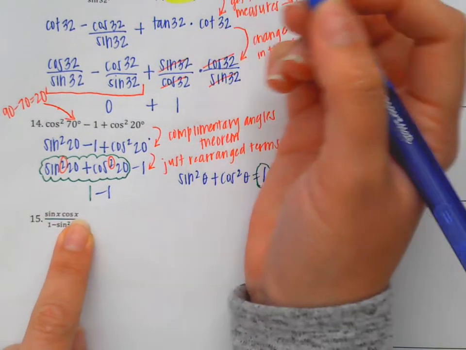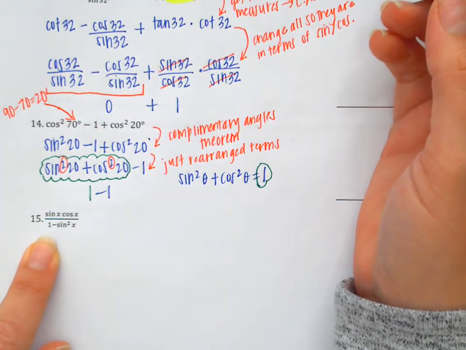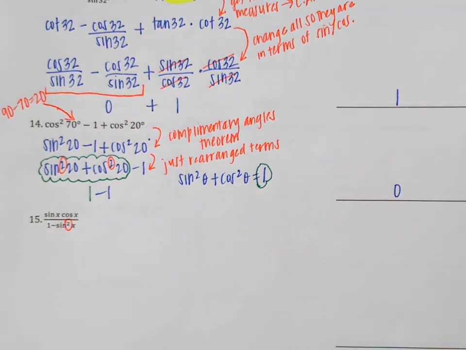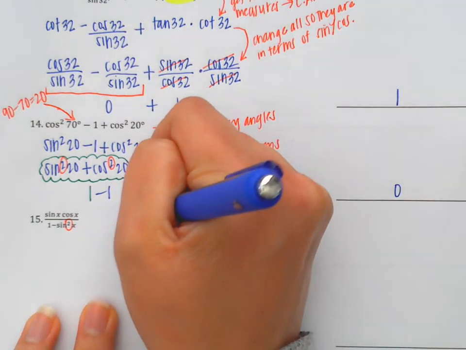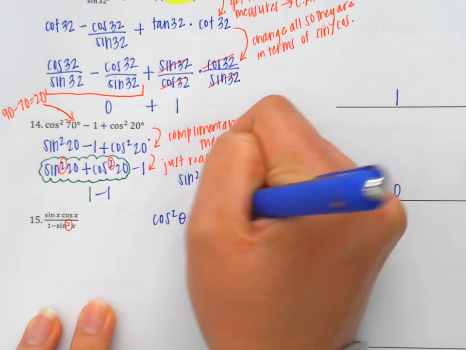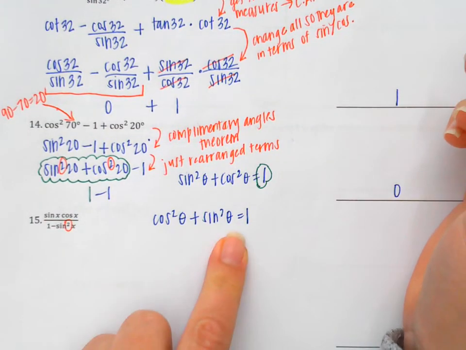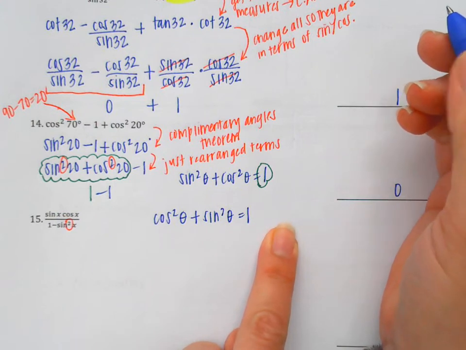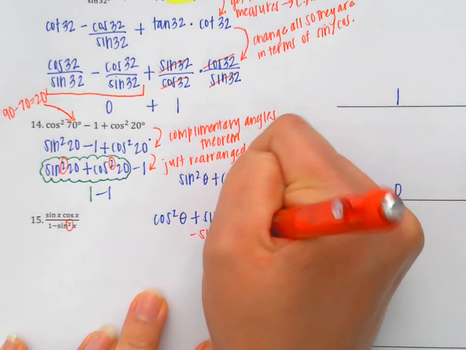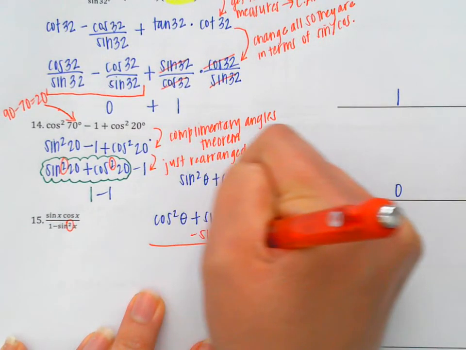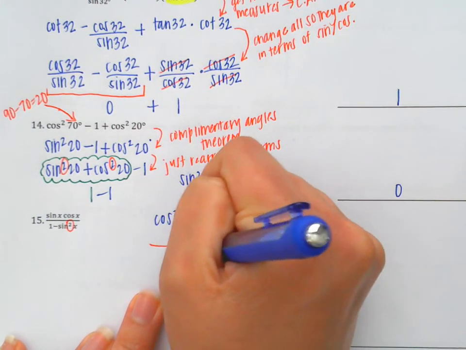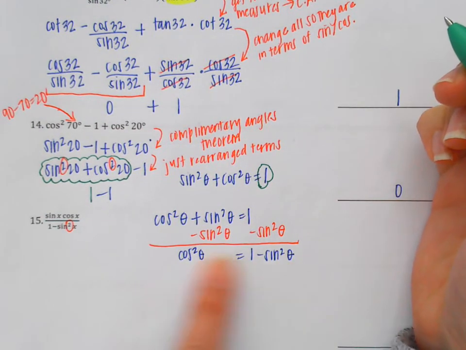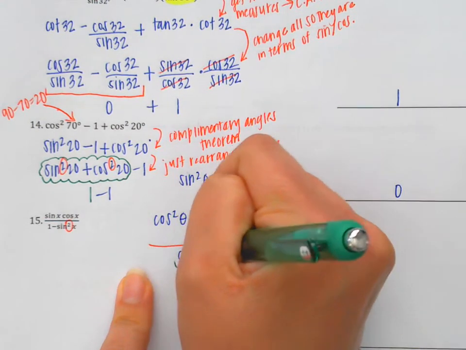Okay, so first thing, they don't have any angle measures, so we don't have to worry about the complementary angles theorem. But what I do recognize is the squared. So that's telling me I'm going to use my Pythagorean identity. So that's my first thought. My Pythagorean identity is cosine squared theta plus sine squared theta equals 1. You could use x, it doesn't matter. And then I'm thinking, well, what about 1 minus sine squared x? Well, if I subtract sine squared theta from both sides, I get that cosine squared theta equals 1 minus sine squared theta. And then I can use substitution. If 1 minus sine squared theta equals cosine squared theta, I can substitute that in here.